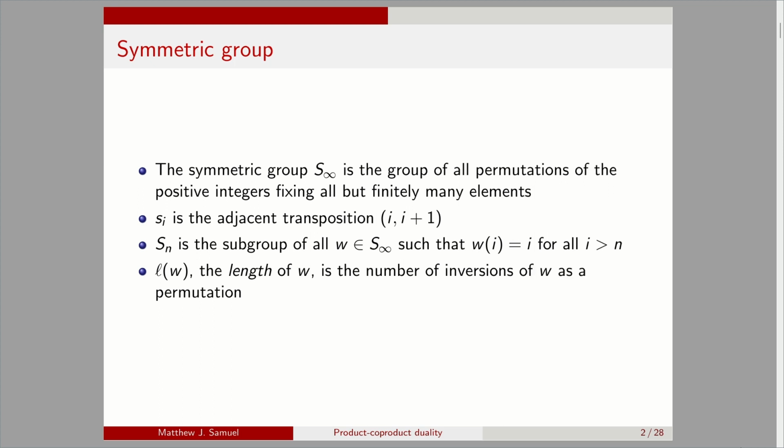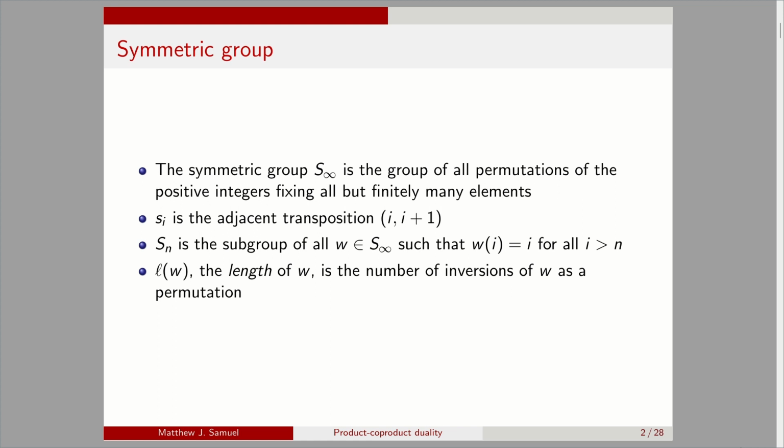The symmetric group S infinity is the group of all permutations of the positive integers fixing all but finitely many elements. We have special elements of the symmetric group, s_i, the adjacent transposition i, i plus 1. So that exchanges i and i plus 1.